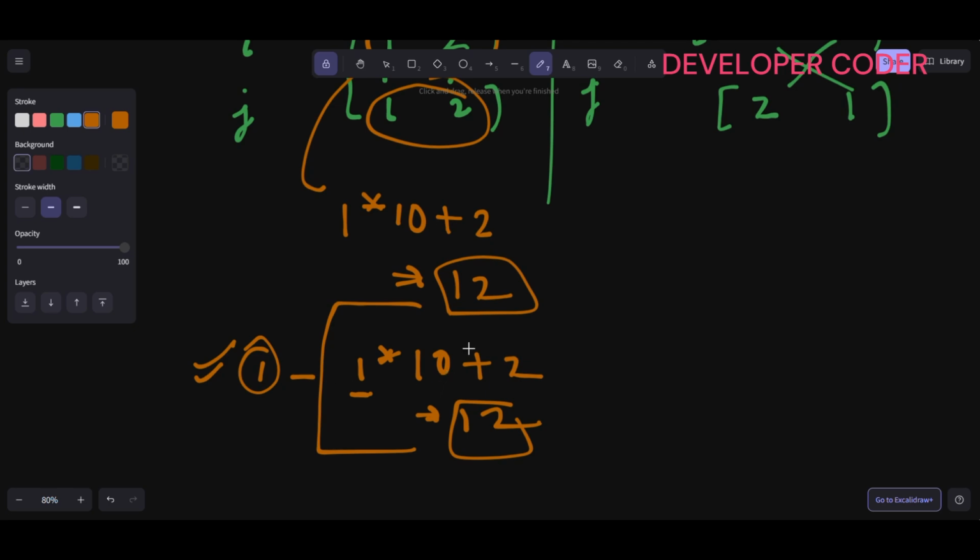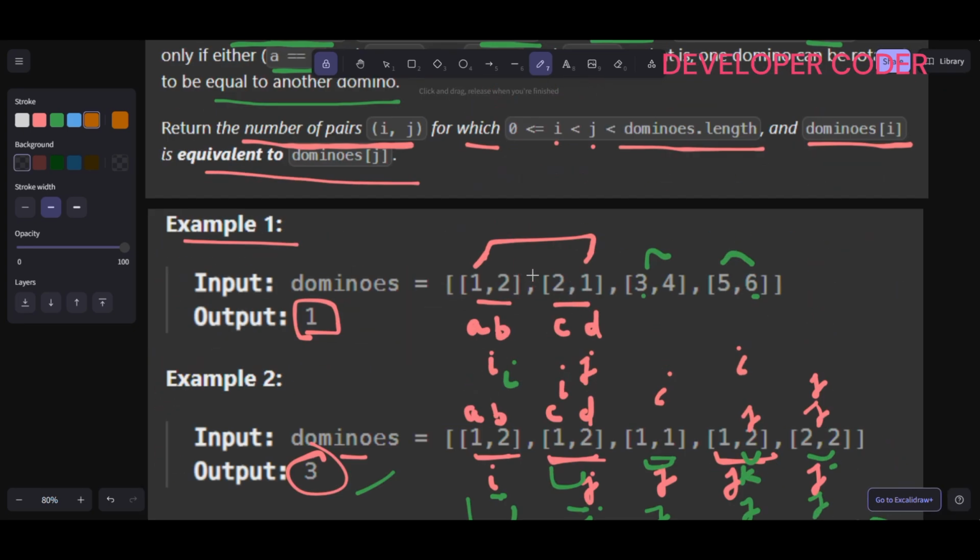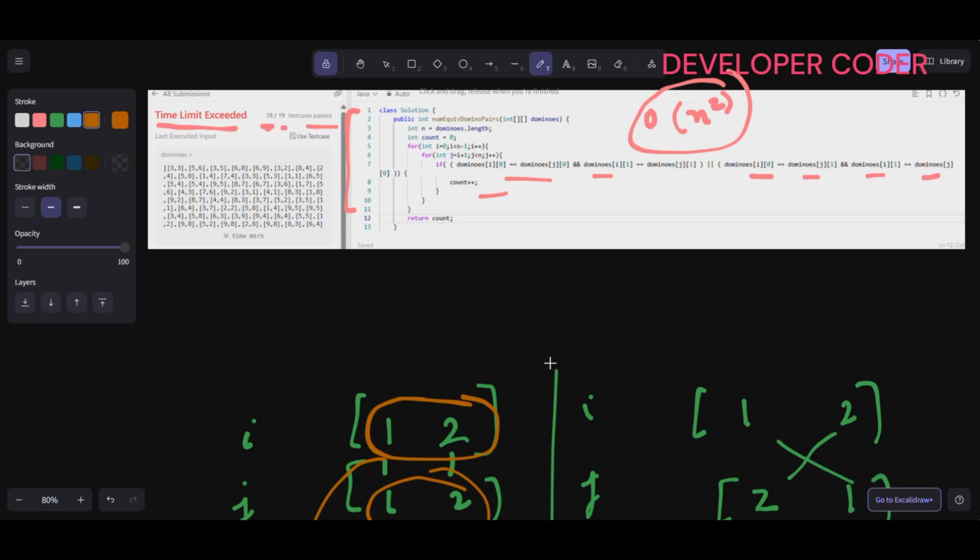So one is the output, if we have two 12s, right? In this case we have two 12s. This is 12, this is 12: 1 into 10 plus 2, which is smaller, 12 only. Here you are going to get some other number, 3 into 10 plus 4, 34. 5 and 6, which is smaller, 5 is smaller, so 5 into 10 plus 6, 56. So two 12s are going to form one pair. This is what we need to do.